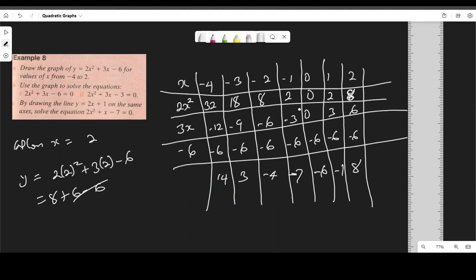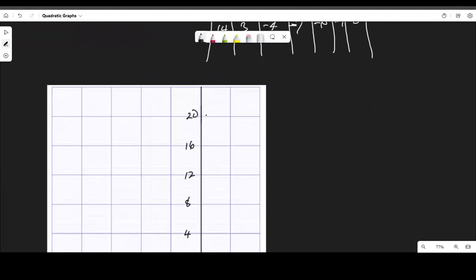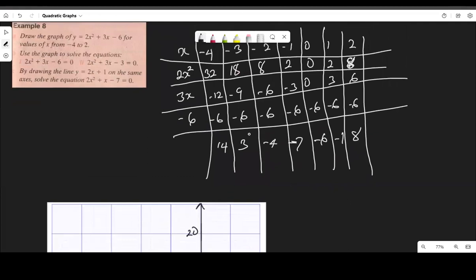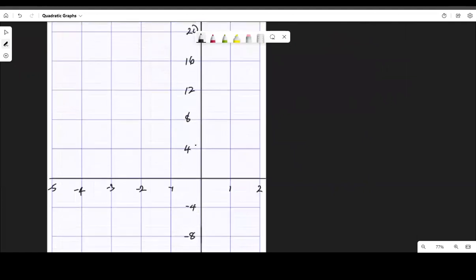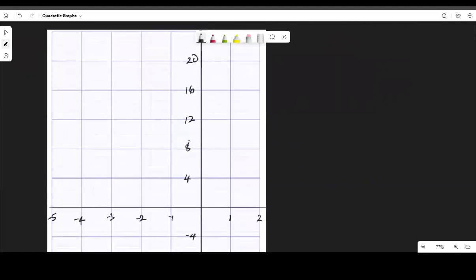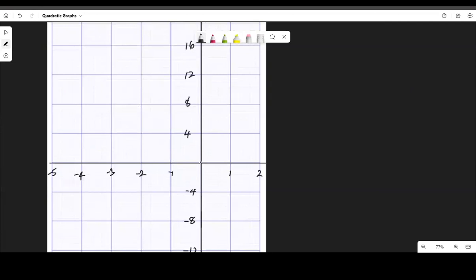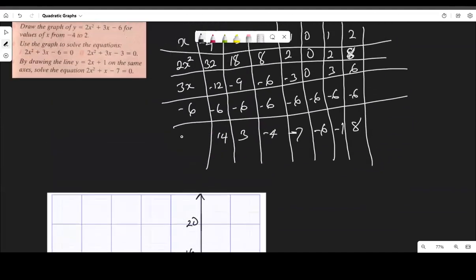Okay, now that we know the values of x and y, we can plot the graph. And so here is our graph book. I've already put the scale. Based on the values we have, I have up to positive 14 here. So I have to use a scale of 2 centimeters to 4 units on the y-axis to accommodate that 14. But on the x-axis, I'm using a scale of 2 centimeters to 1 unit. So I have 1, 2, then negative 1, negative 2, down to negative 5. And then let's put in the values.